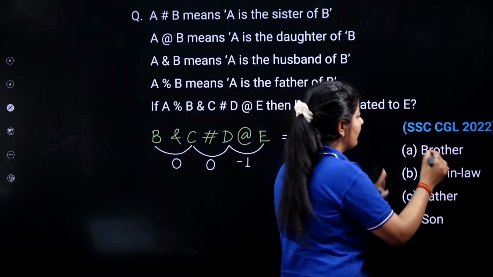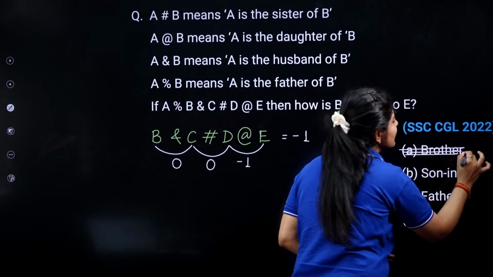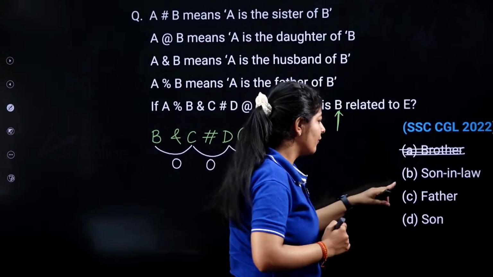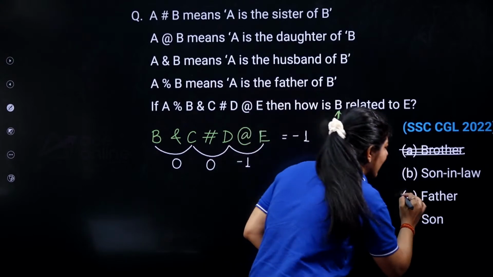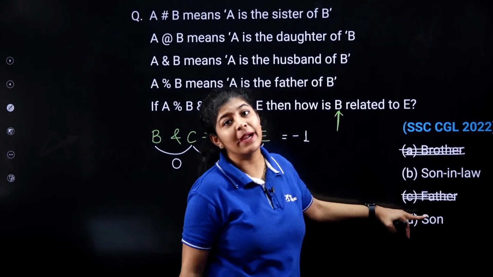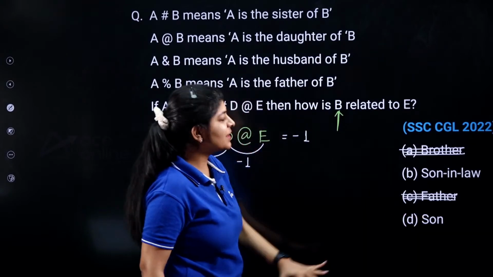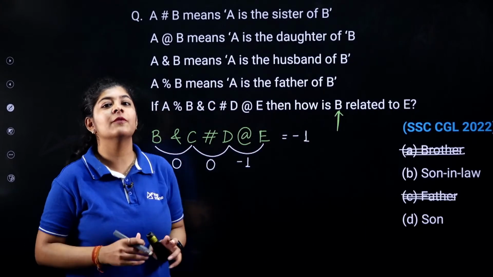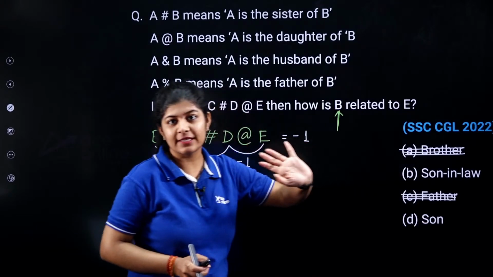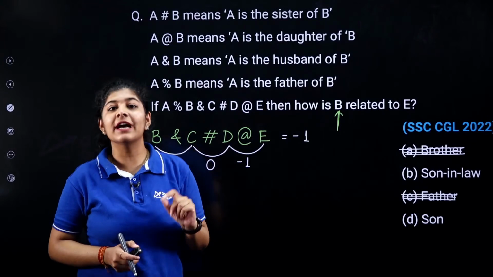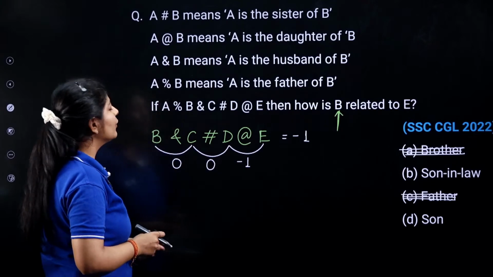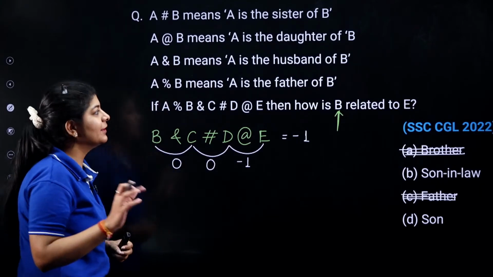So brother, no. For the brother, we are having 0 as our generation gap, not -1. For son-in-law, yes, -1. For father, we need +1, not -1, so this option is also eliminated. For son, we need -1. Now, two options are eliminated, but still we are left with two options. Either son-in-law is the correct one or the son is the correct one. When we are having two options like this, what I am going to do is just draw my family tree.